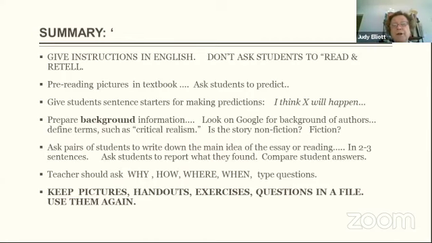So give instructions in English. Don't ask students to read and retell. This is a summary. Making predictions, asking students the main idea of the essay. One of the things that I typed early in the chat room is for students who are probably at the beginning. I'm not talking necessarily about high school level, but for people who are teaching middle school level, there are English children's books online.